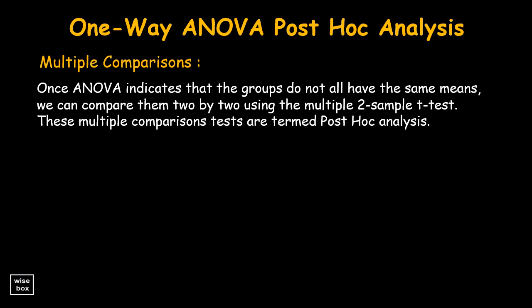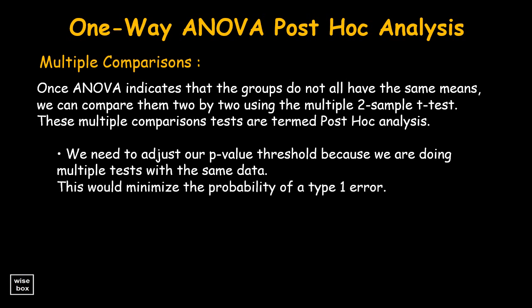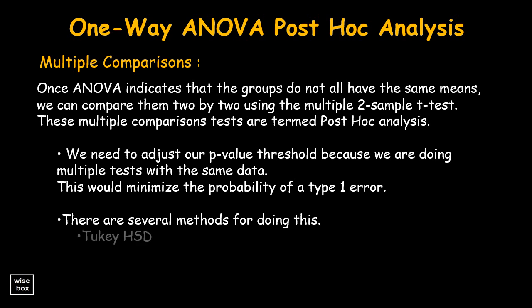During post-hoc analysis, we need to adjust our p-value threshold, because we are doing multiple tests with the same data, and minimize the probability of a type 1 error. There are several methods for doing this. Examples are the Tukey HSD, and the Bonferroni test.